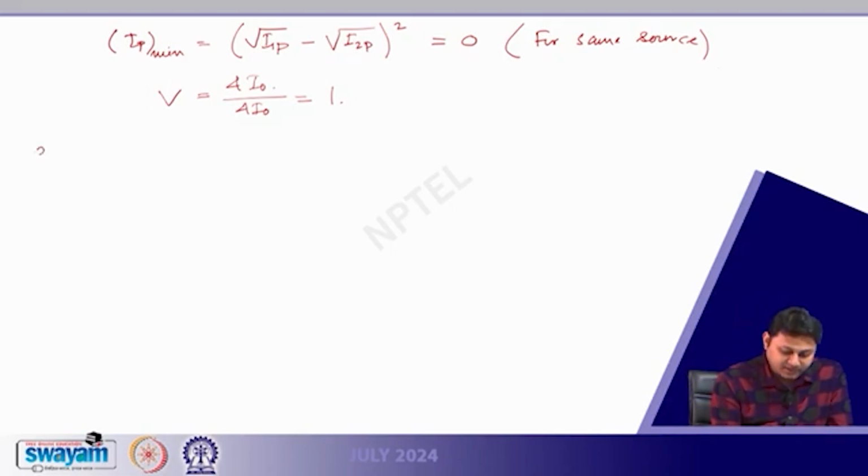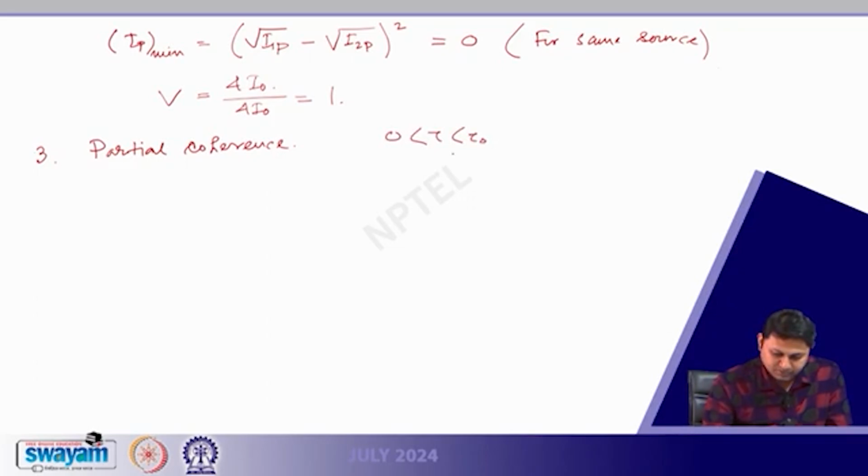But that is not the case always. The general case that we always get is the partial coherence. That is the topic that we start with. So partial coherence is the case we always have, where tau is in between 0 and the coherence length. So that means mod of gamma, which is the degree of coherence, is in between 0 and 1.